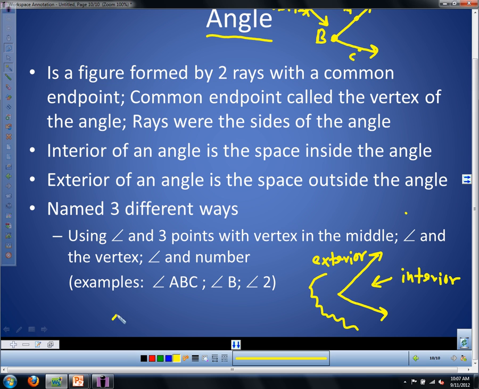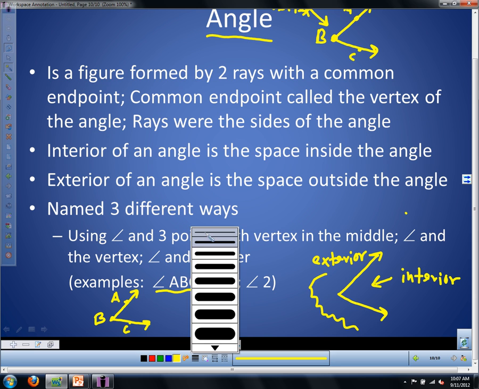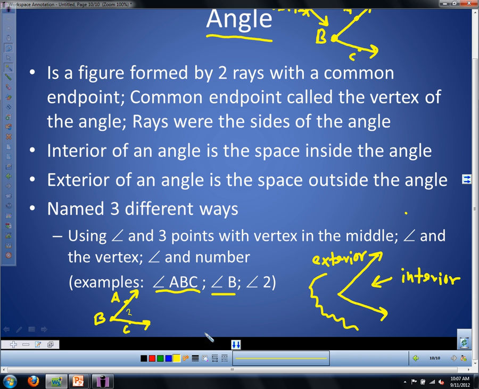We name angles three different ways. So let me draw another angle down here. We can name it with an angle bracket and 3 points. The vertex has to be in the middle. So I can name this angle A, B, C. The vertex has to be in the middle. I can also call this angle B with the angle bracket. And if it has a number written inside here, like so, I could call this angle 2 if it has a number written inside. So this is angle 2.